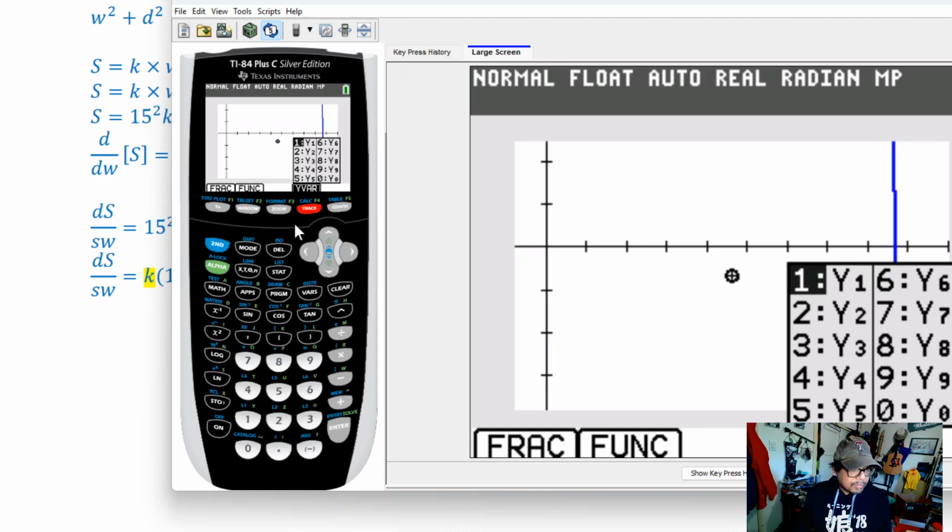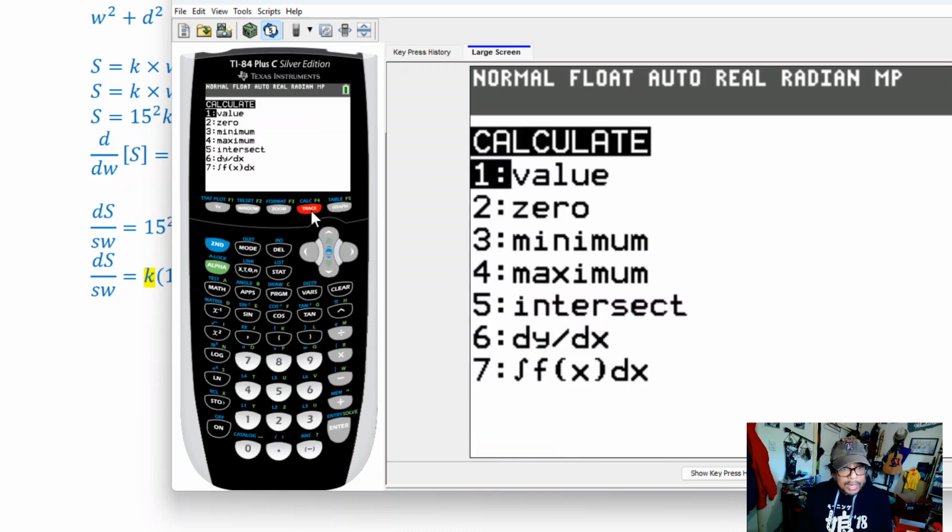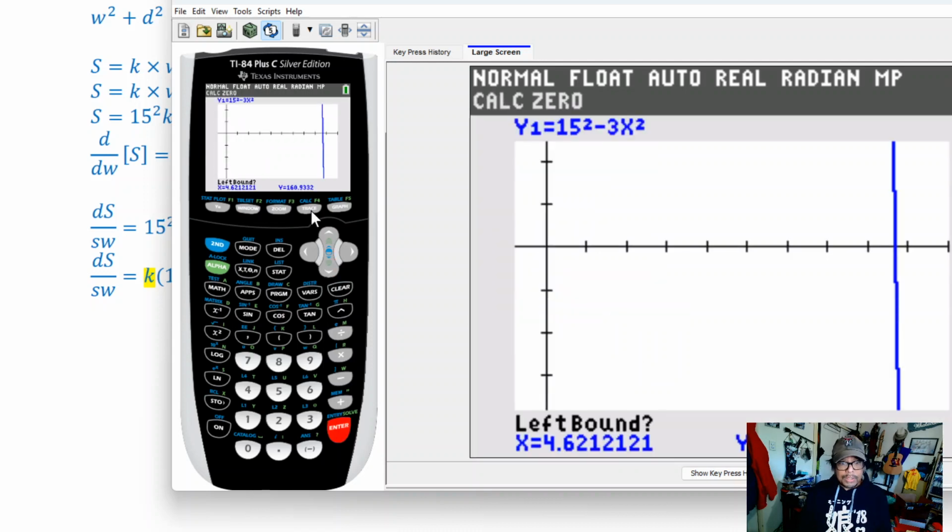Second, calculate. We're going to calculate the zero of the graph. Where does the graph cross the x-axis? For a left bound, we just need to pick someplace here on the window where this blue line is to the left of the 0, and that would be right around here. Well, basically anything to the left of this point.